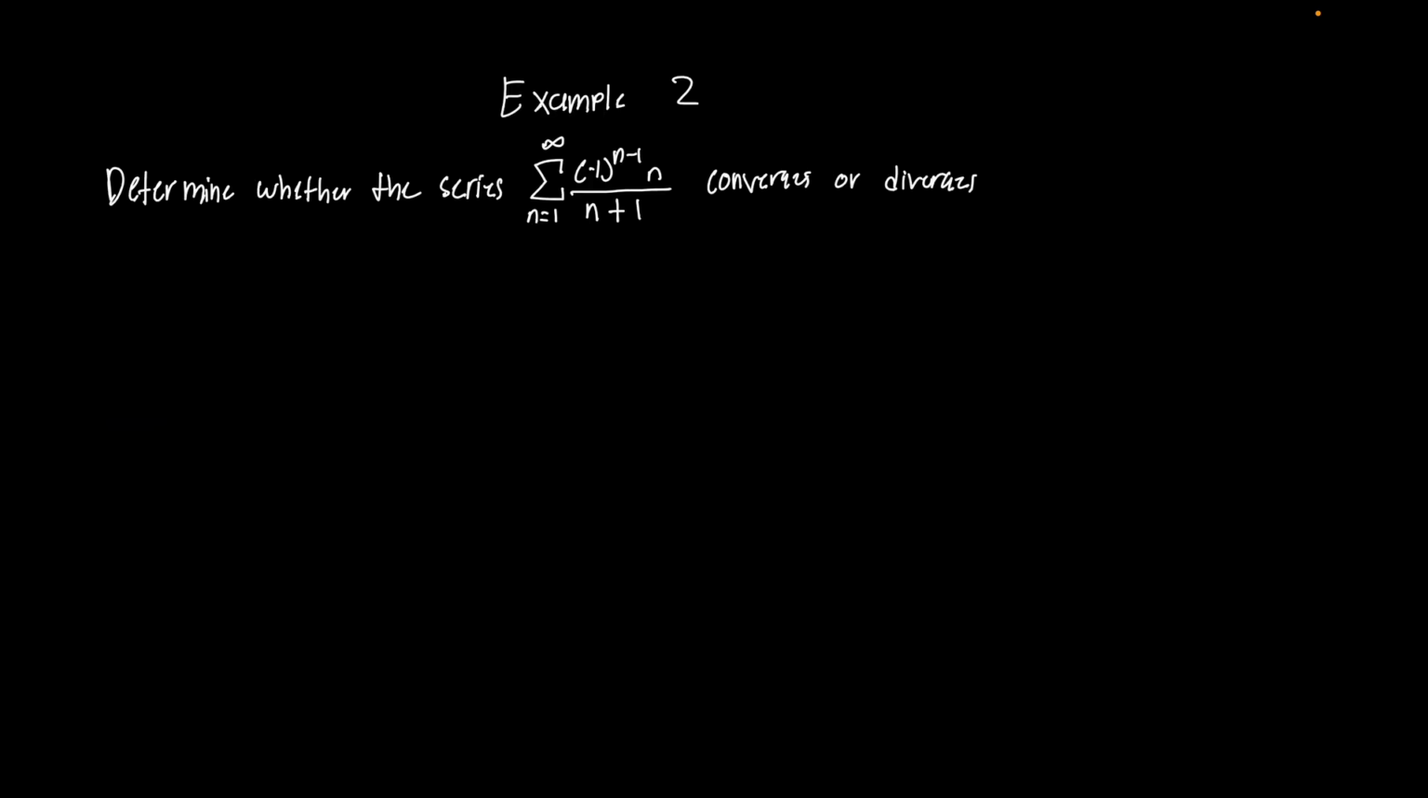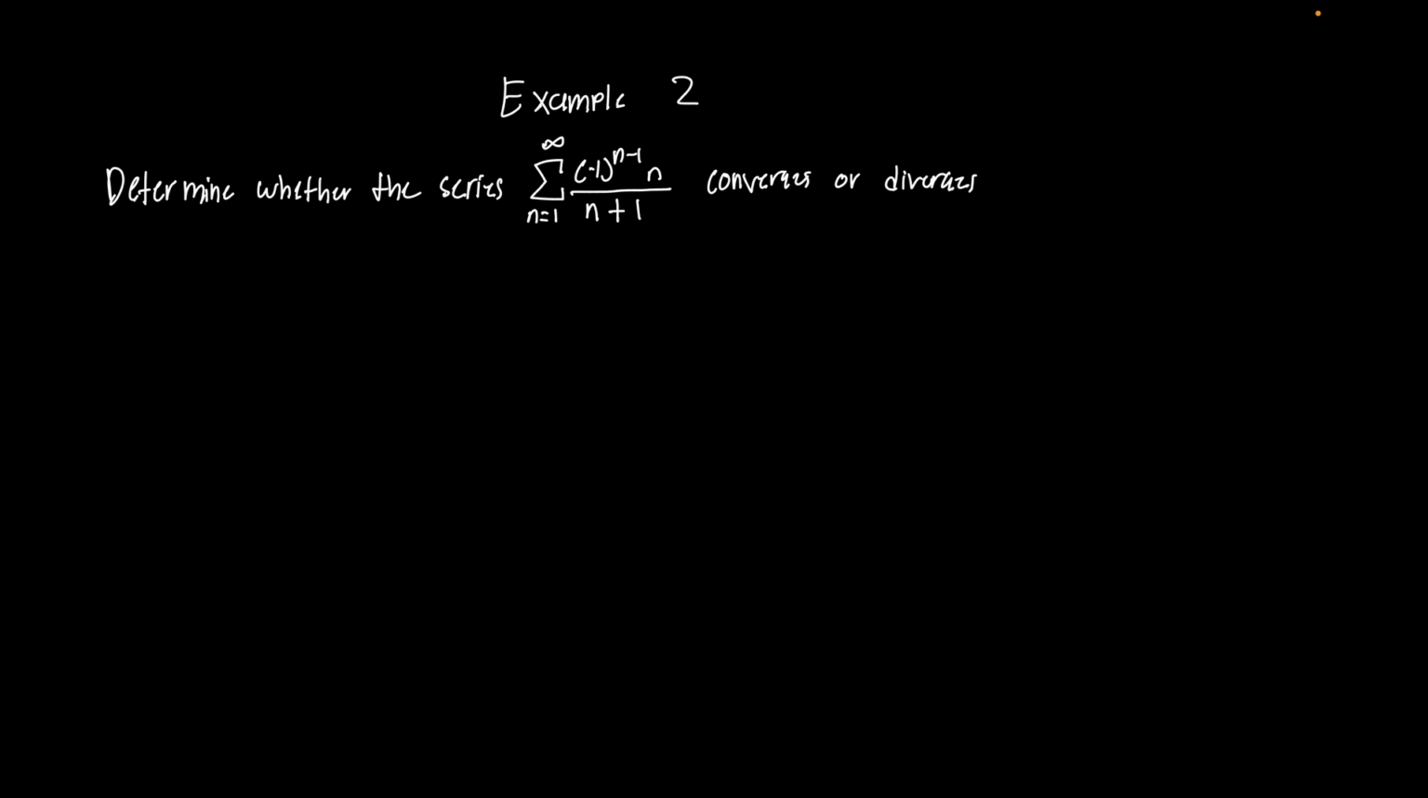Example 2. Determine whether the series (-1)^(n-1) times n over n plus 1 converges or diverges. As you can see, we have an alternator again, the (-1)^(n-1). So this means we should check for the alternating series test. Now, let's rewrite this to know our term, so we can identify our b sub n.